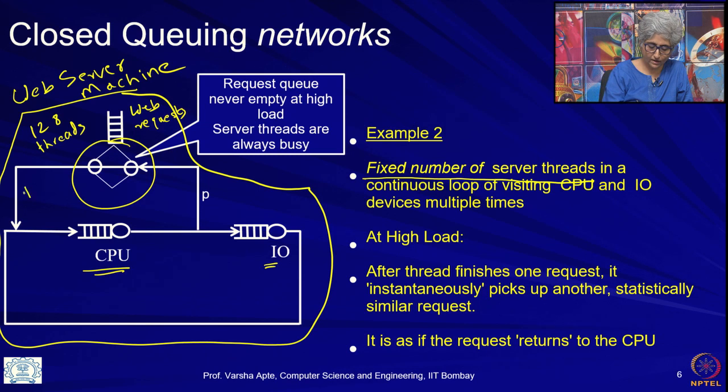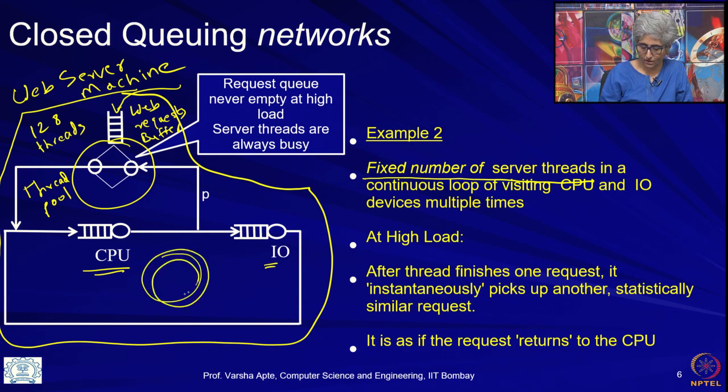This is the thread pool. This is the buffer of the web requests. So whatever web requests come externally from the users are queuing here, and the thread pool picks up the request and then does a CPU IO cycle, and then finishes again with probability P. And then it goes back to the thread pool to see whether there is any other request waiting to be picked up. Once it sees that there is a request in the queue, it will pick it up, come back here, and then this cycle will continue. Okay. So this is a typical server cycle, right?